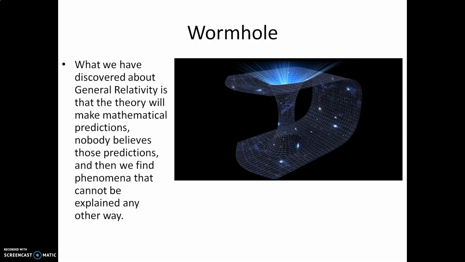One of the interesting things about general relativity that we've found over the years is that the theory will make some wild mathematical predictions. Initially, nobody will believe those predictions, but then we find examples of phenomena that cannot be explained any other way. Black holes are the prime example of this.